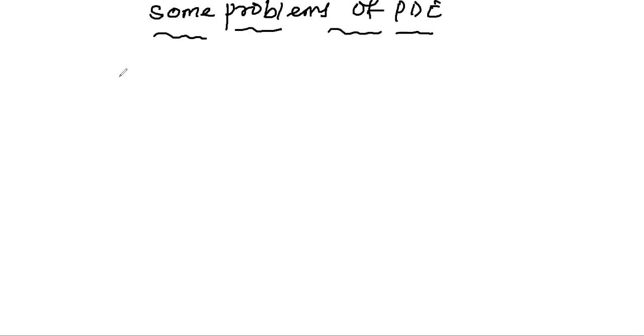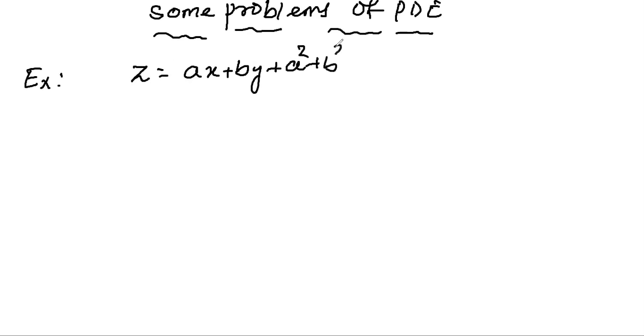One example: z equals ax plus by plus a square plus b square. Form a partial differential equation, or PDE, of this equation. We have already discussed that first we convert into p form and q form. Suppose we name this equation one.